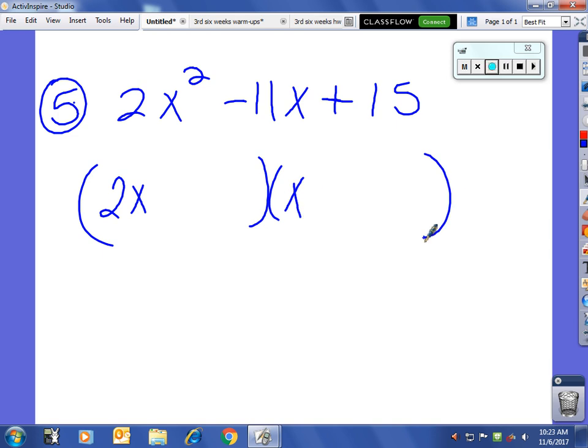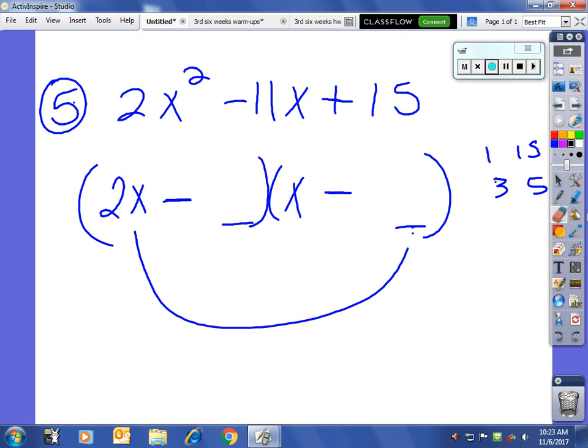What do I know about the signs? They both have to be negative. That's a nice thing about this kind of problem. If the back is positive, that's either a plus plus or a minus minus. So at least the signs are non-negotiable. It has to be minus minus. Now, 15 could be 1 and 15, or 3 and 5. And don't forget, whichever one goes here in this position is going to get doubled.